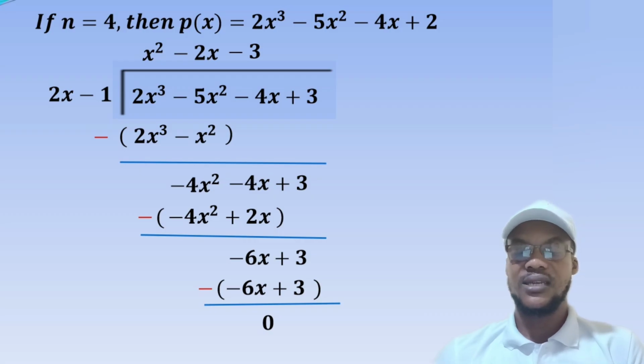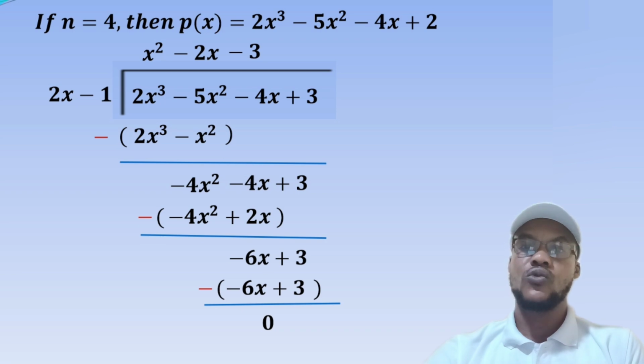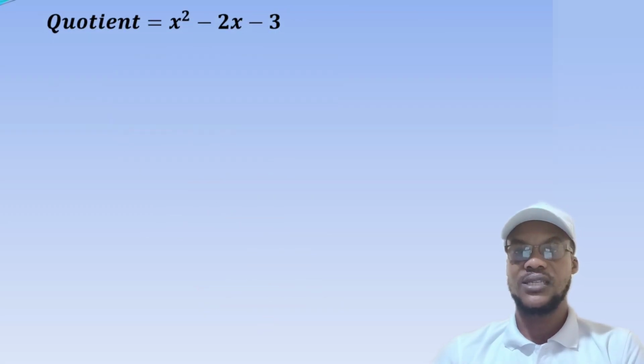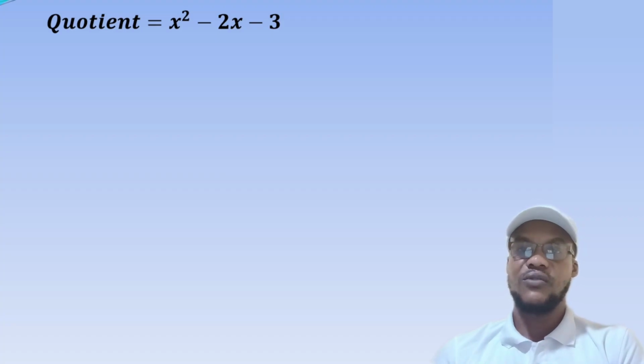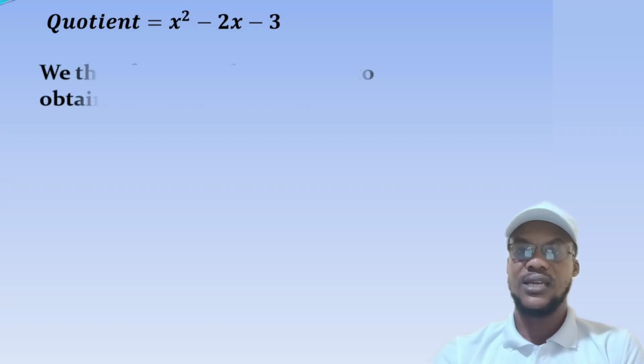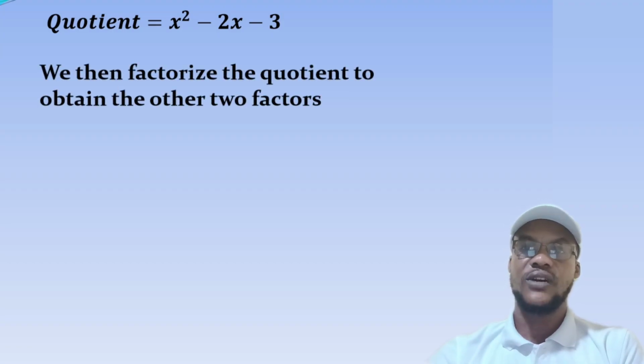So if that is the case, then let's see, how do you find the other two factors? The quotient that you've gotten is what you are going to use to get the other two factors. You realize that we have gotten a quadratic expression, and once you have a quadratic expression, then we can find the other two factors by the factorization method. We can factor them. So we factorize the quotient to obtain the other two factors.